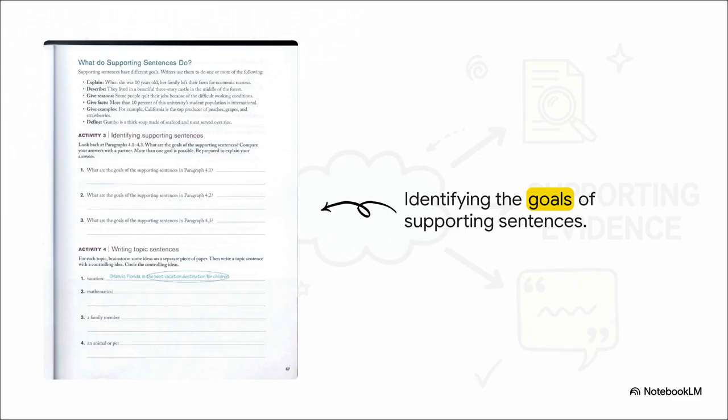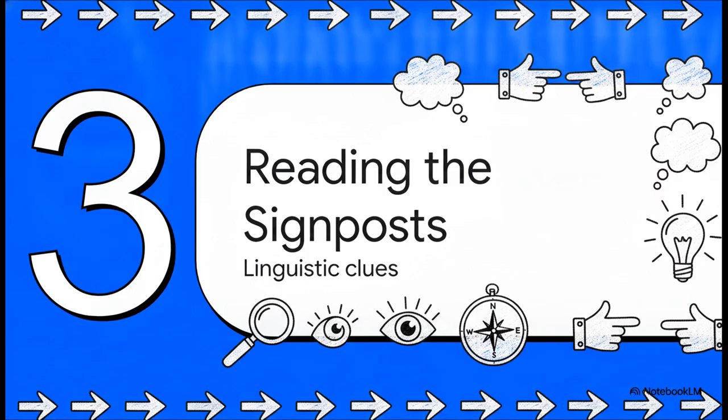And honestly, this is exactly the kind of active reading you should be doing in your head anyway. Every time you read a sentence, just ask yourself, okay, what's the goal here? Is this the main point, or is the author just giving me an example? Which brings us to Section 3, Reading the Signposts.